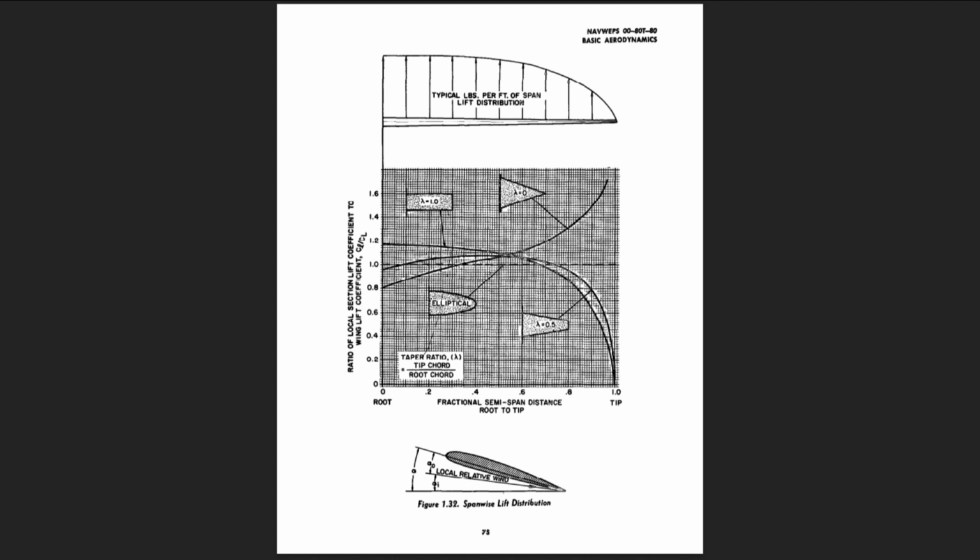The effect of the elliptical planform is illustrated in Figure 1.32 by the plot of local lift coefficient to wing lift coefficient, lowercase cl over capital CL, versus semi-span distance. The elliptical wing produces a constant value of lowercase cl over capital CL equals 1.0 throughout the span from root to tip. Thus, the local section angle of attack, lowercase alpha naught, and local induced angle of attack, lowercase alpha sub i, are constant throughout the span.